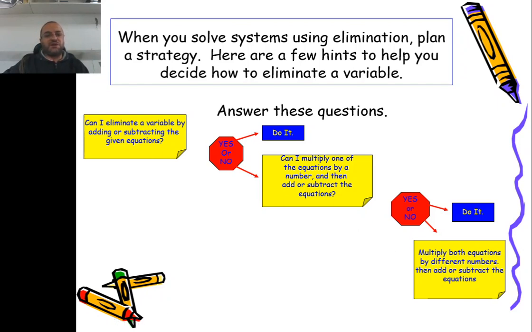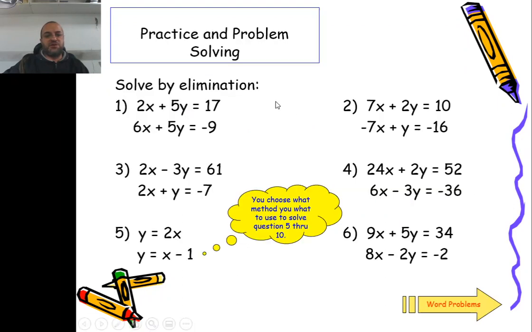This is the summary of the elimination method. Hope you understood it well, and hope also you will practice and solve these 6 examples by using the method of elimination and its strategies.